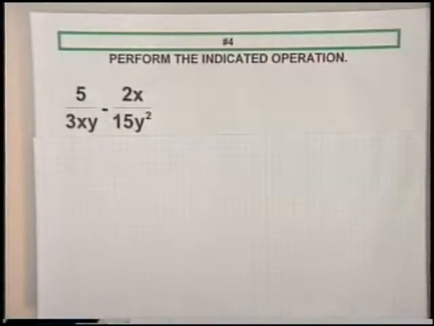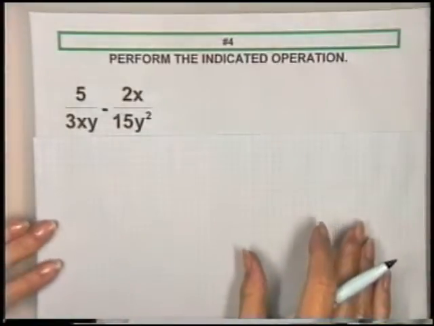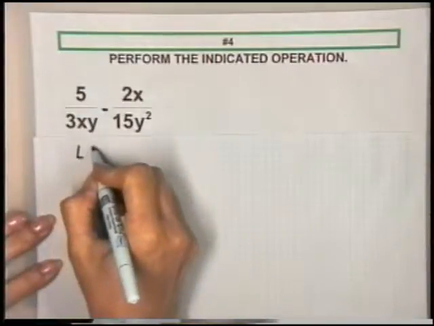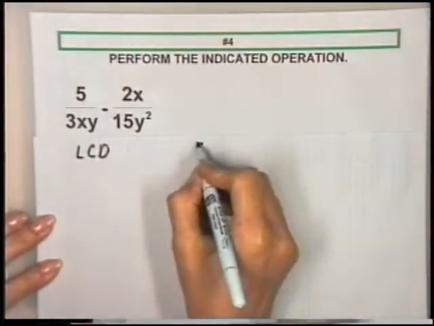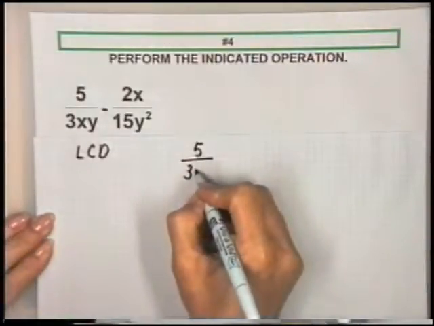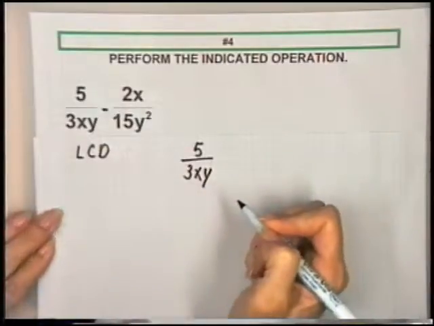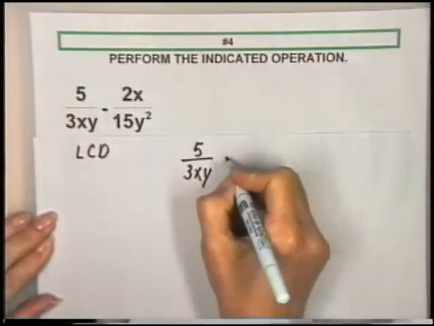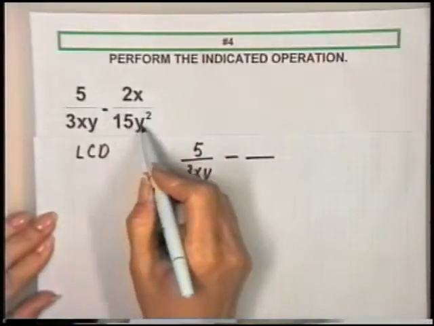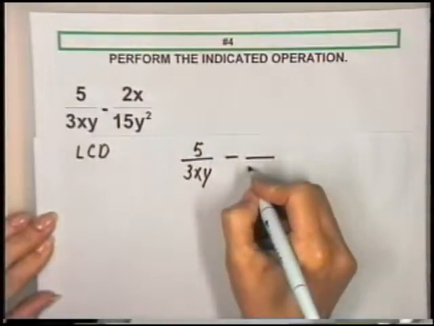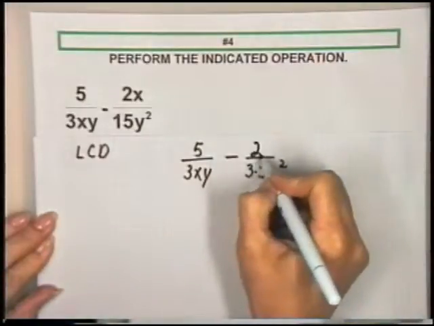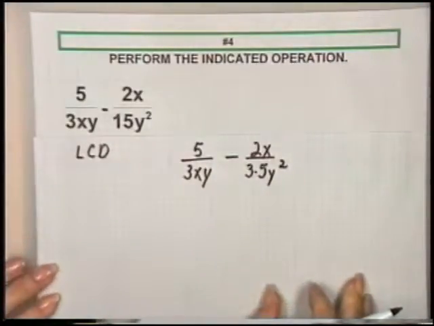I am subtracting fractions. I need an LCD. To get the LCD, I will rewrite my fractions and I will factor the denominators into prime factors. 3xy is already in prime factor form. For the second denominator, I will have 15y squared. I will write the 15 as 3 times 5 and then my y squared, and my numerator is 2x.